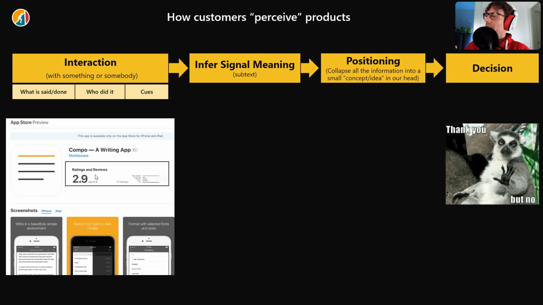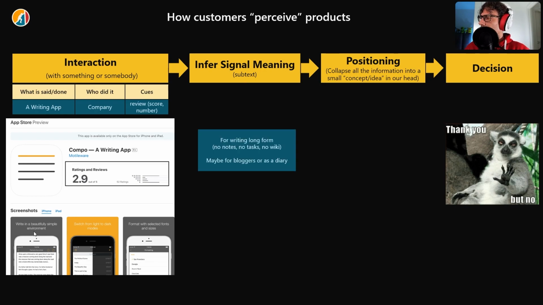What happened? Okay. What is said? A writing app. Who said that? The company, because I'm not showing you any other data that is not what the company is saying. And the cues: the review score, the number of reviews, and this clear asymmetry here. And you read and gave meaning to all of that in seconds.